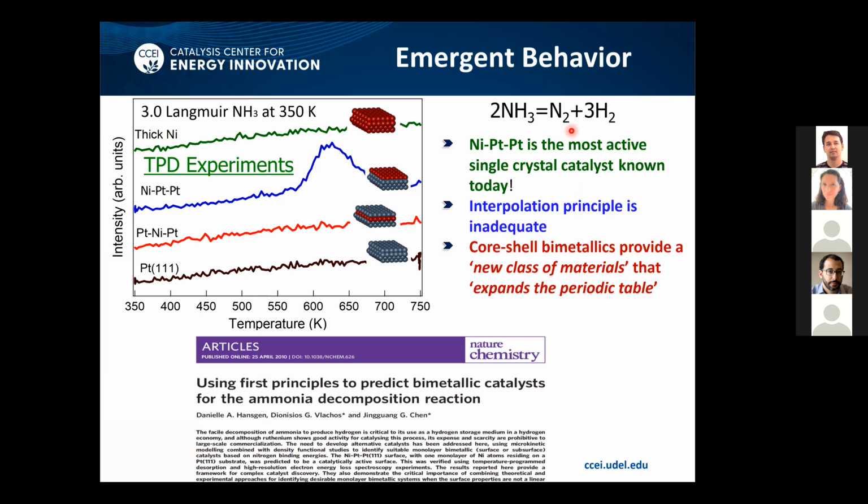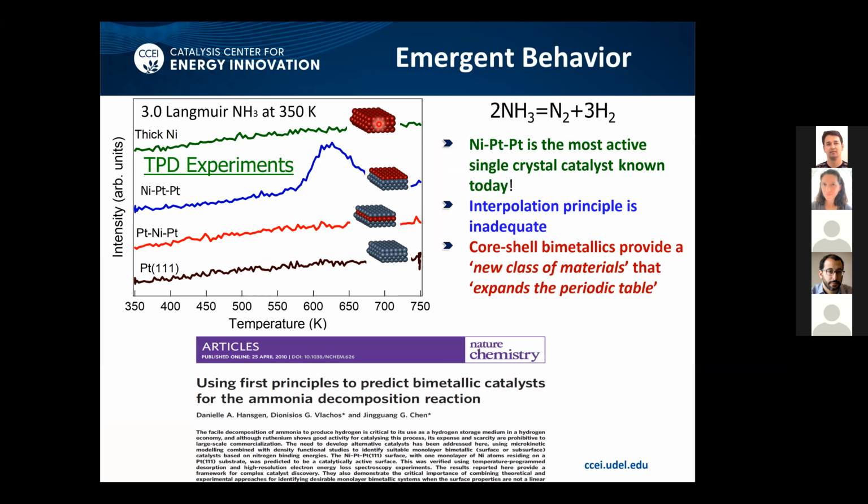This is an example of the same chemistry, but in reverse. We break ammonia as a hydrogen storage medium to produce hydrogen for a fuel cell. What we look at here is a single crystal of platinum, experimentally. We dose with ammonia, we heat up the crystal, and we see what is coming off. What is coming off is just noise. That is unreactive. Platinum is unreactive.